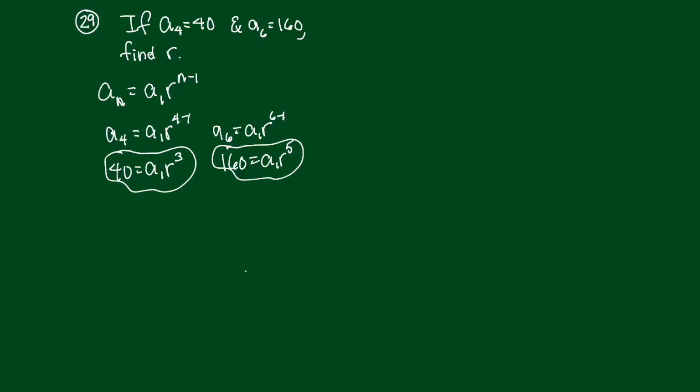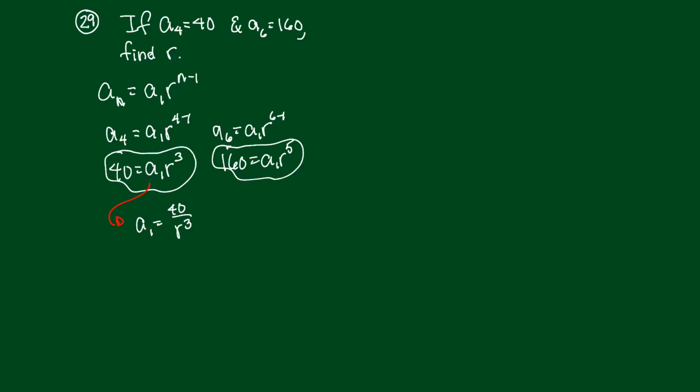How about if I do this? This looks like it's fairly easy to solve for a1. I could solve for a1 here, or I could solve for a1 here. I don't think it's going to matter where we do it. How about if I do this right over here? So right from here, we're going to get that a1 is equal to 40 divided by r cubed. Just divide by that r cubed. So a1 is 40 divided by r cubed.